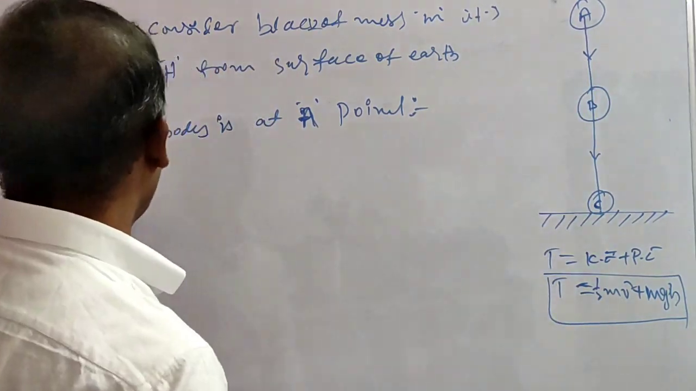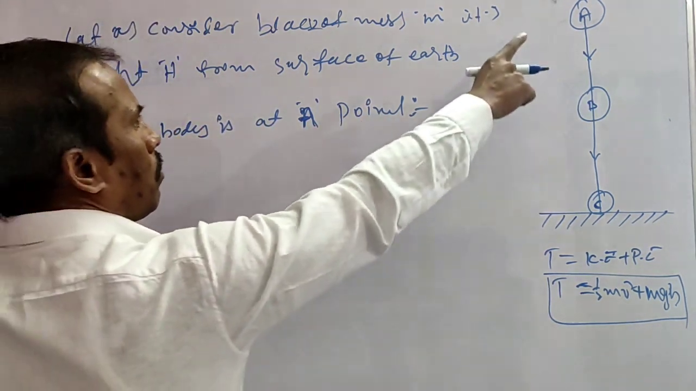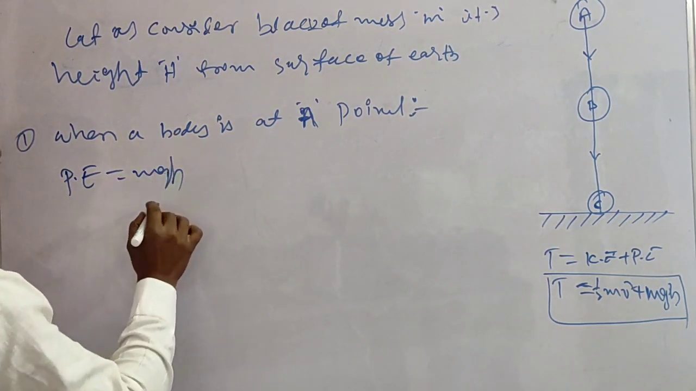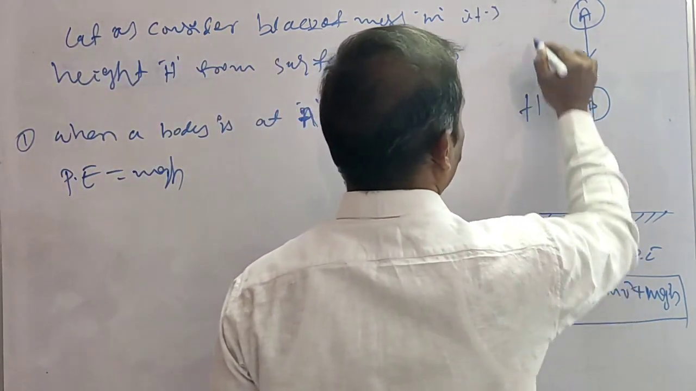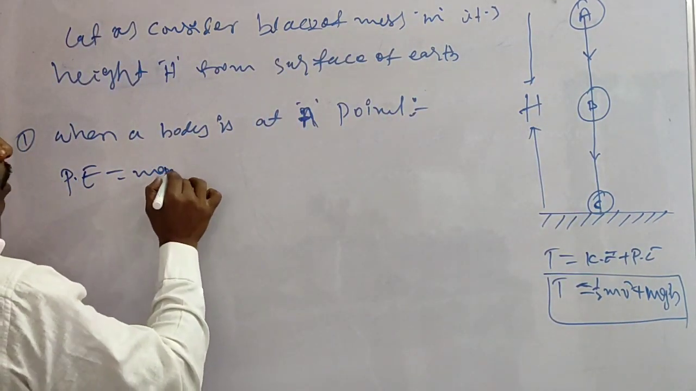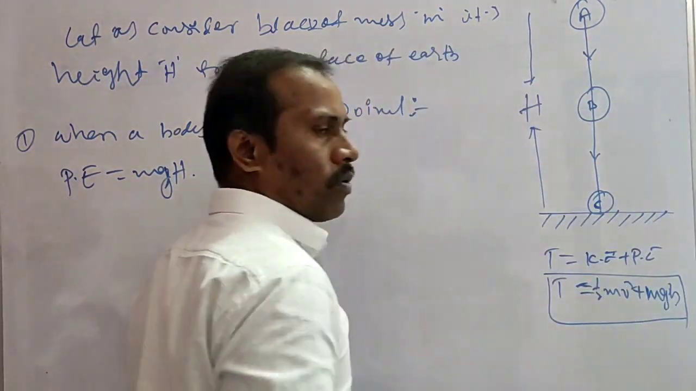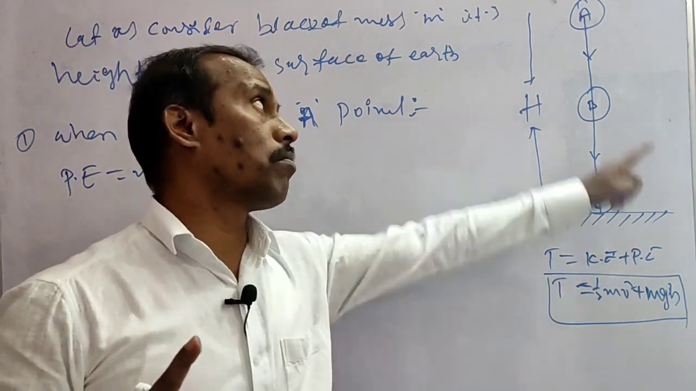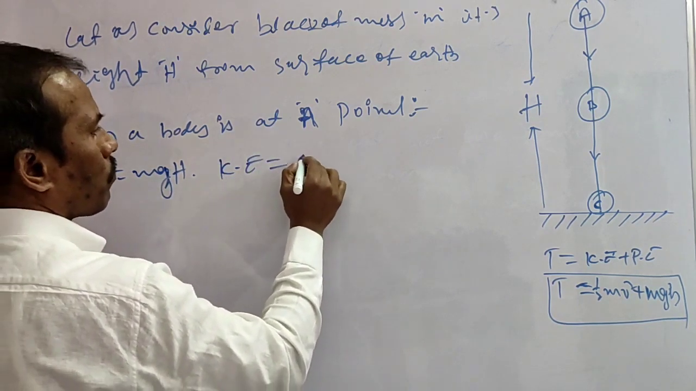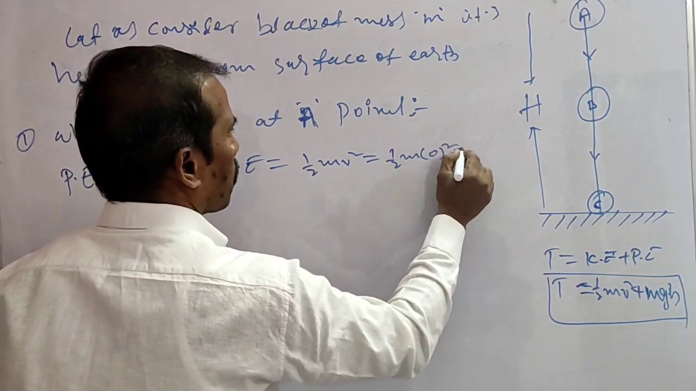Okay, first take when the body is at point A. Now the potential energy of the body at point A is mgh, where the height is capital H. The initial velocity of the body is u equals 0. The initial velocity of the block at point A, u is equal to 0. So the kinetic energy is equal to half m v square, that is half m 0 square, which is equal to 0.